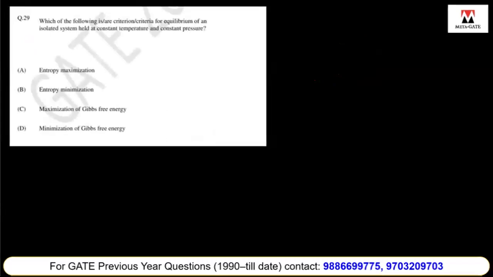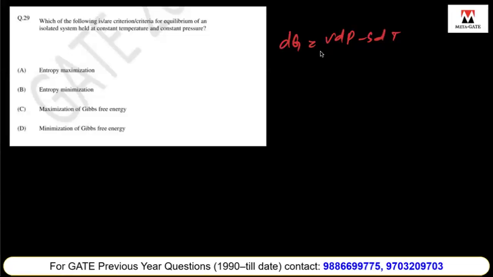Which one of the following is equilibrium associated with constant pressure and temperature? The Gibbs free energy dG is equal to VdP minus SdT. So it depends on both temperature and pressure.